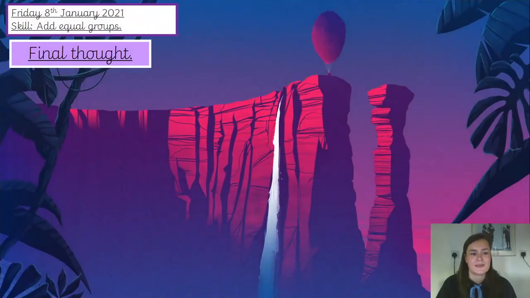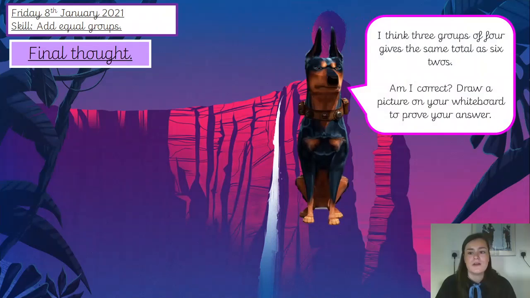Okay, final thought then. So I think 3 groups of 4 gives the same total as 6 twos. Am I correct? So on your whiteboard or a piece of scrap paper, or in your catch-up book if you'd rather do it in there, can you have a go at this question? So you first of all need to draw out 3 groups of 4, and then you also need to draw out 6 groups of 2. Sorry, I couldn't get my words out then again. And then I want you to compare the answers and see if they are the same or if they are different. Pause the video and off you go.